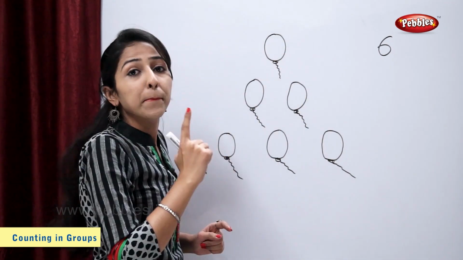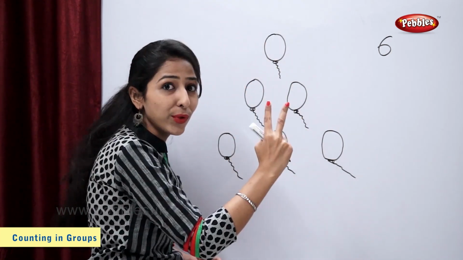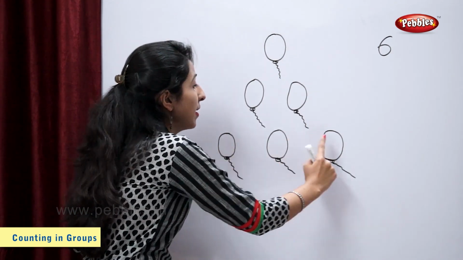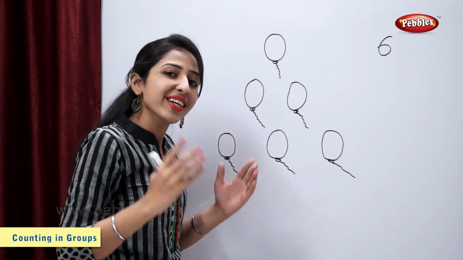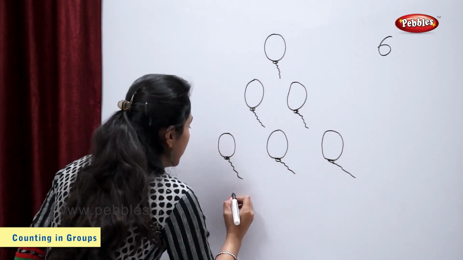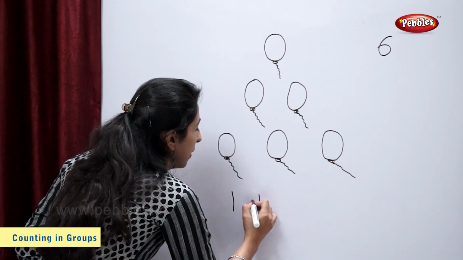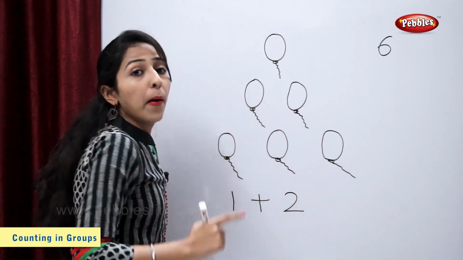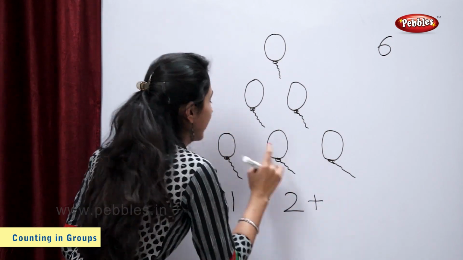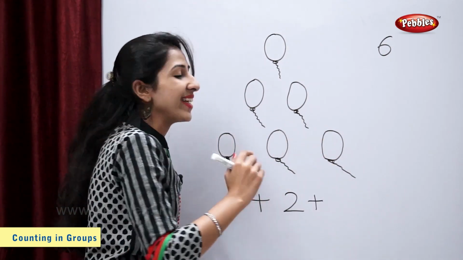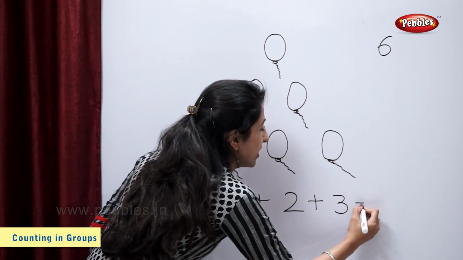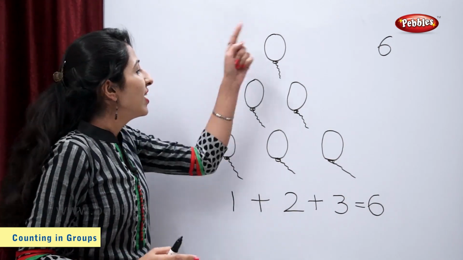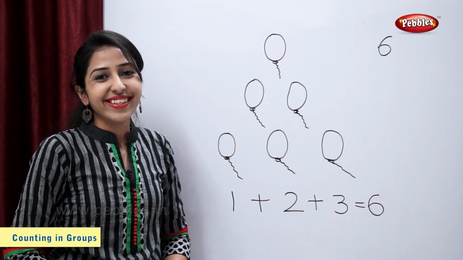1 plus 2 is equal to 3. Now 3 plus 3 is equal to 6. So 1 plus 2 plus 3 is equal to 6. So there are total 6 balloons.